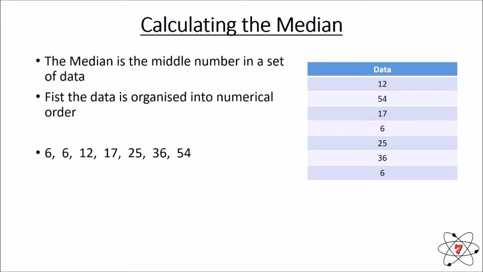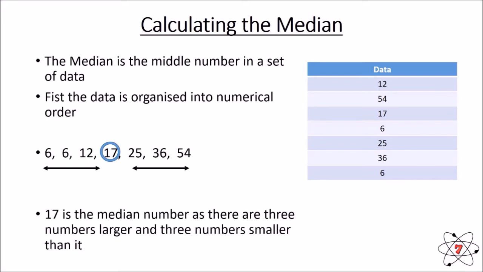So here we have it: 6, 6, 12, 17, 25, 36, 54. Smallest to largest. And the number 17 is our middle data point. There are 3 numbers before and 3 numbers after. So 17 is the median number as there are 3 smaller data points and 3 larger data points.